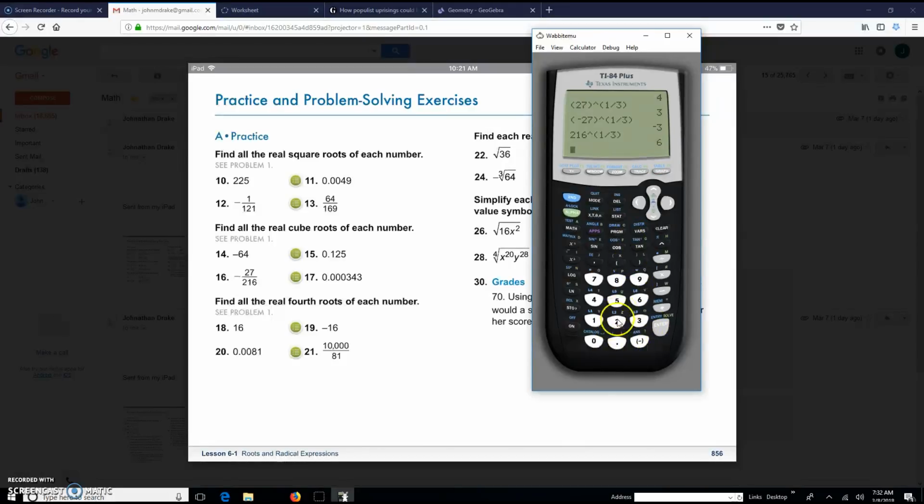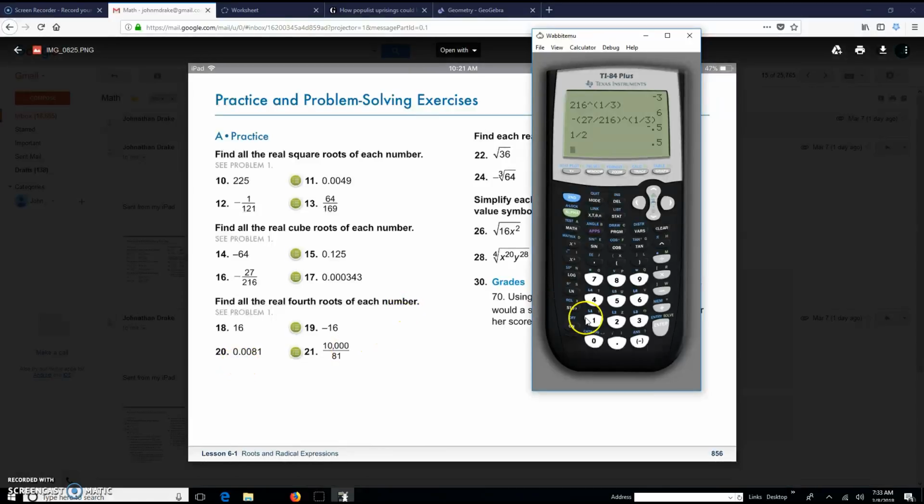Okay? And you can test that out. Negative 27 divided by 216. Oh, sorry. Raise that to the 1 by 3 power. And it equals to negative 0.5, which 1 divided by 2 is equal to 0.5. So yeah. Alright.